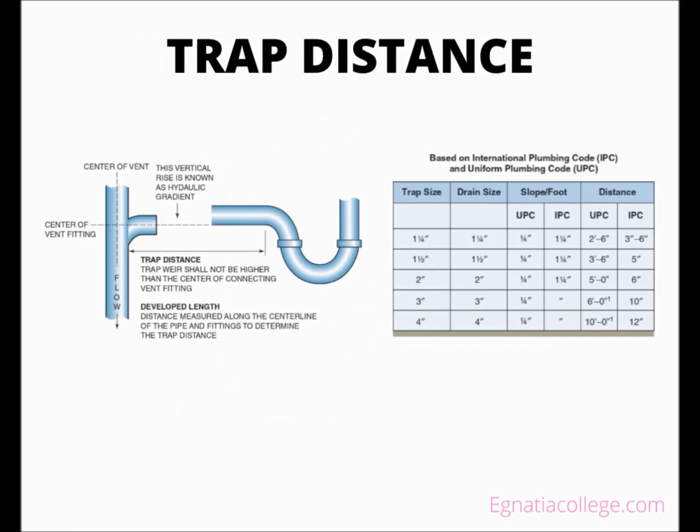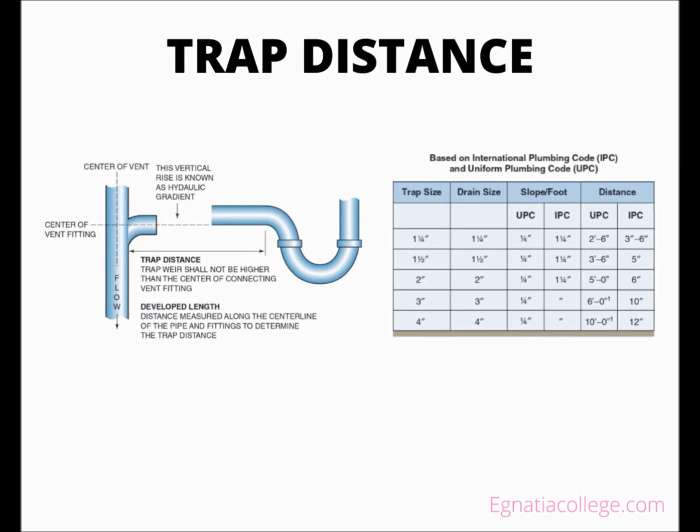Trap distance. An important layout consideration based on DWV codes is the location of a trap in relation to its protective vent. Codes that regulate the maximum distance a trap can be located from a vent, the trap distance, are based on the size of the drain and trap. The trap distance is determined along the pipe route as opposed to simply measuring the distance from the vent to the center of a fixture, known as developed length.